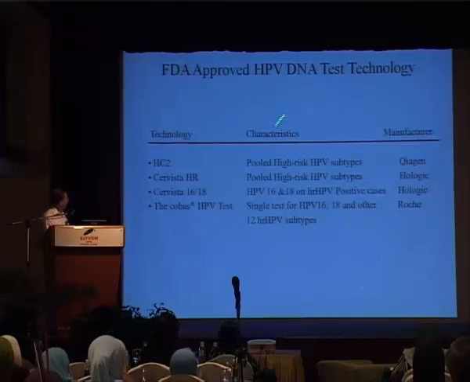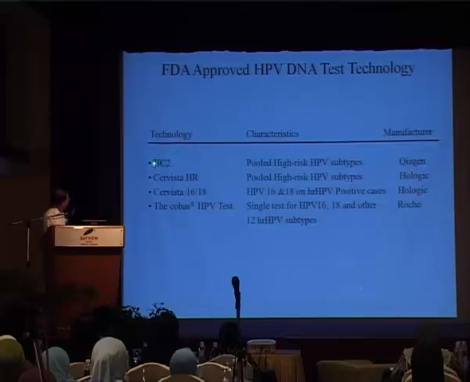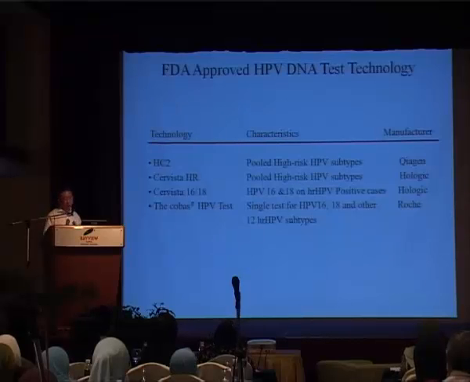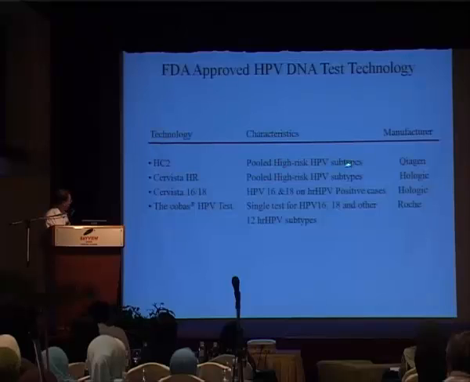And for HPV DNA up to date, if you look at the list of the FDA approval, there is this list of tests available. The most well-established would be Hybrid Capture 2, but more recently, I should say, there was Cervista High Risk provided by Hologic. Both of these, Hybrid Capture 2 and Cervista High Risk, were similar in the way that they have pooled high-risk HPV subtypes. They tell you it is positive, but it can be positive for any one of the 14 subtypes of high-risk HPV. That's why it's called pooled subtypes.